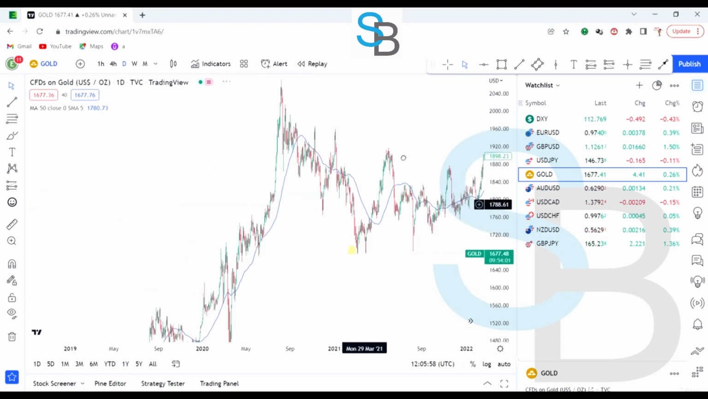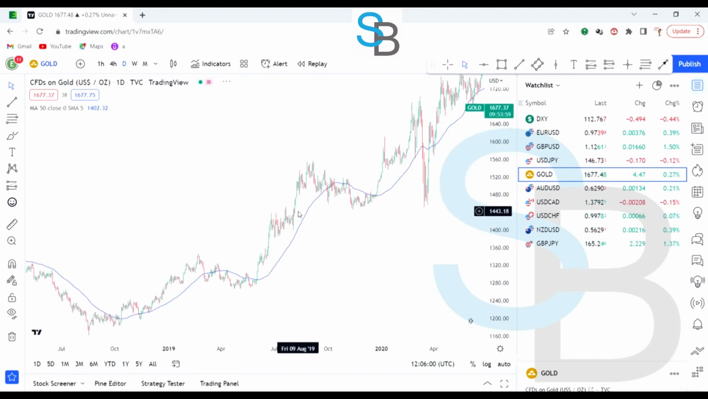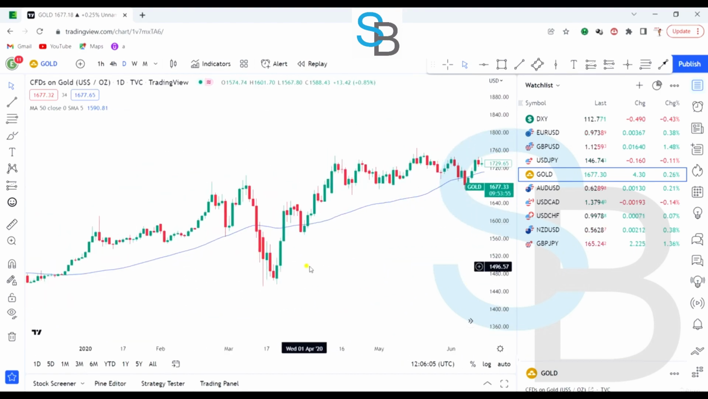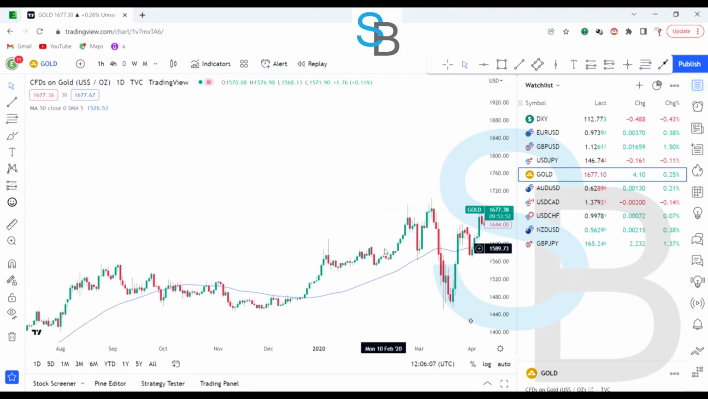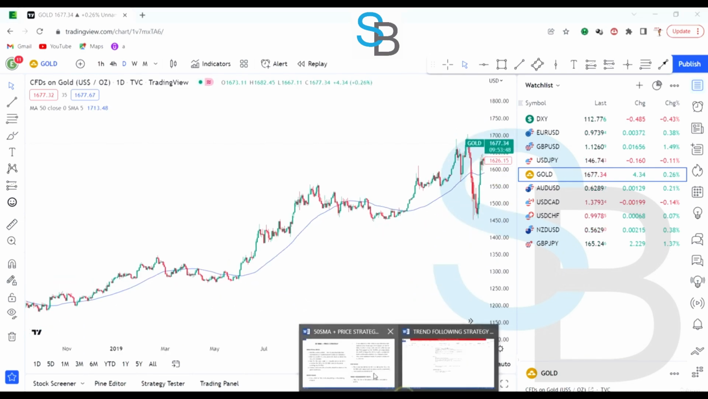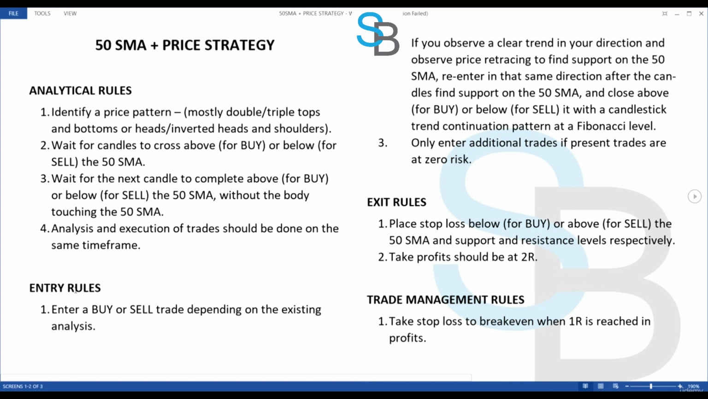Remember, a strategy will not make you win all the time, but as long as it makes you win over a considerable amount of trades, it's going to be good. So let's look at other rules for the strategy. You have the entry rules. You have to enter a buy or sell trade depending on the existing analysis, right?